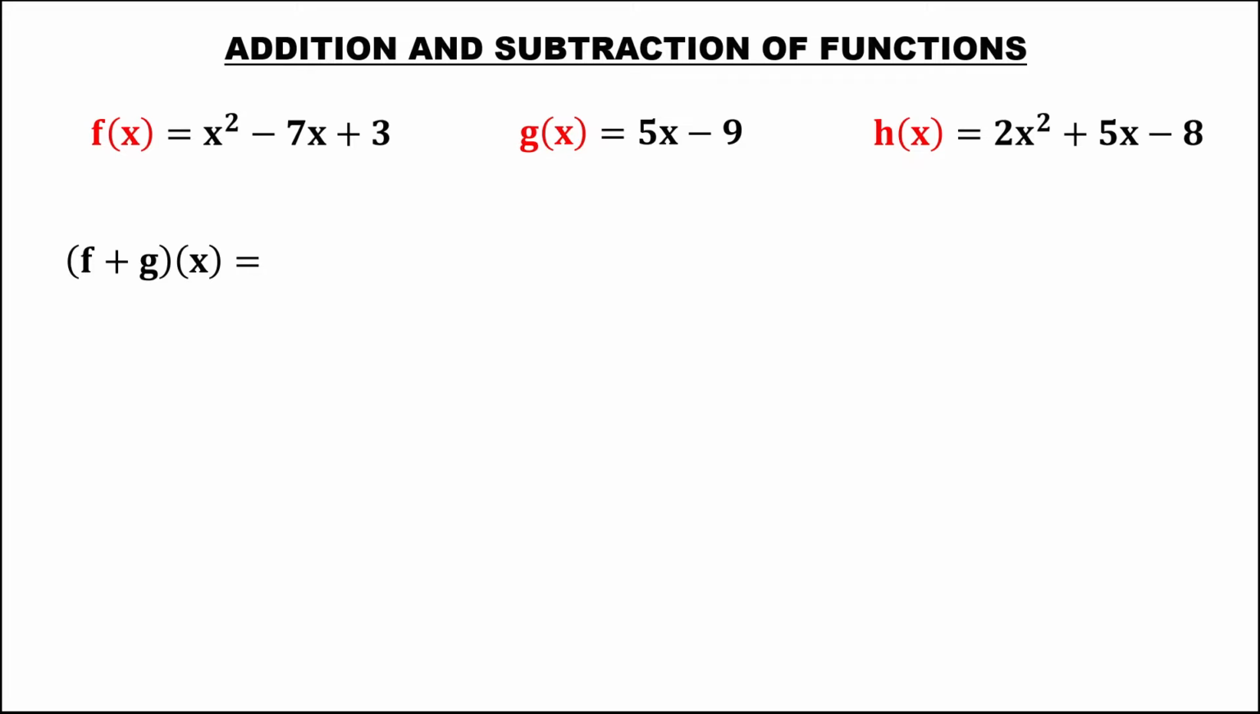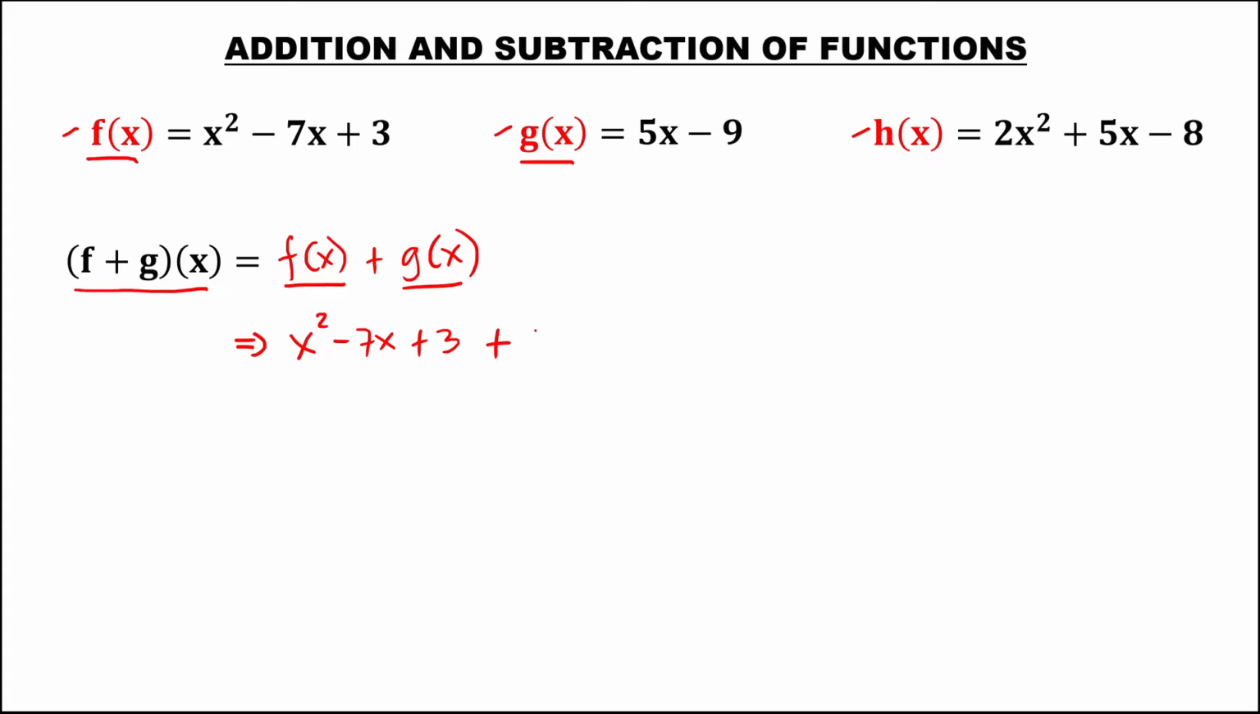So for this addition and subtraction of functions, given these three functions, f of x, g of x, and h of x, to find the value for this function, since this is equal to f of x plus g of x, substitute now the value for f of x. f of x is equal to x squared minus 7x plus 3, then plus g of x, and g of x is equal to 5x minus 9. Then combine like terms.